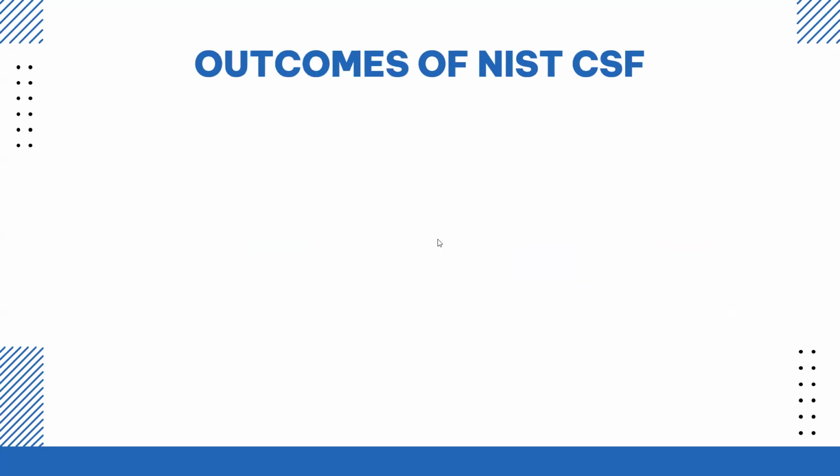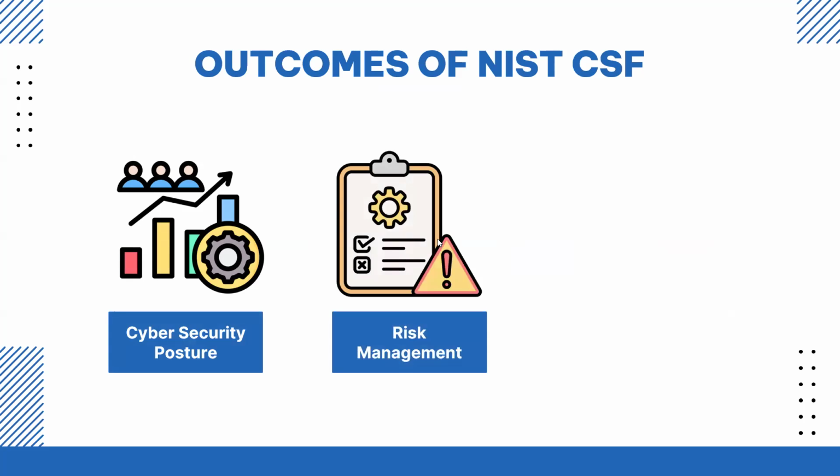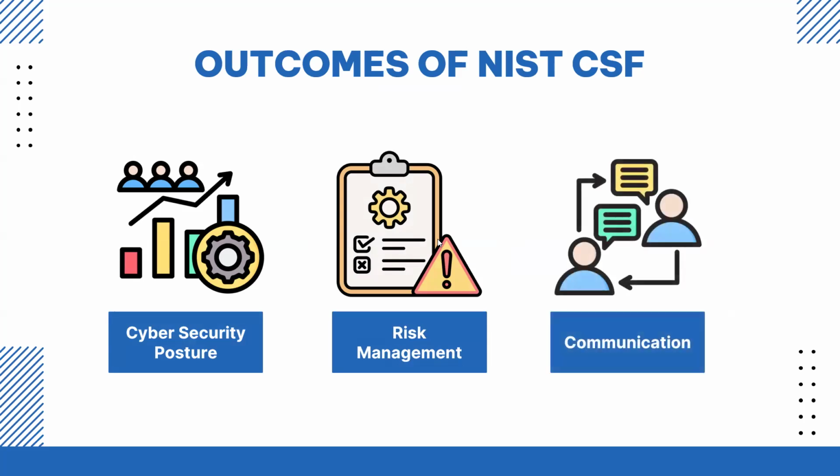So let's understand what are the outcomes or what are the advantages of having the NIST CSF framework, or if you implement the NIST CSF framework in your organization. So at first, NIST CSF ensures that we have an improved cybersecurity posture. Then it helps us to enhance the risk management process within the organization and also a better communication within the organization. So by following the NIST CSF, the organization can enhance their ability to prevent, detect, respond and recover from cybersecurity incidents. So that's how the cybersecurity posture would be improved or enhanced.